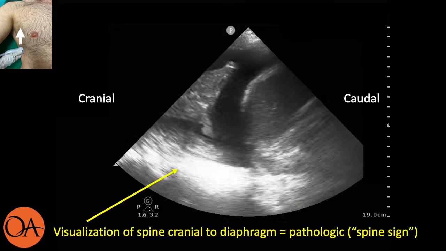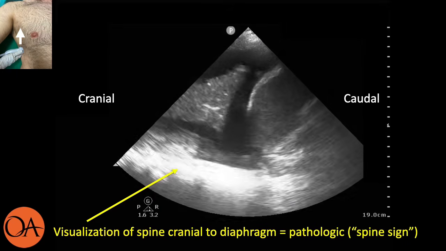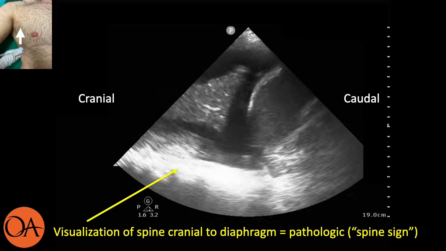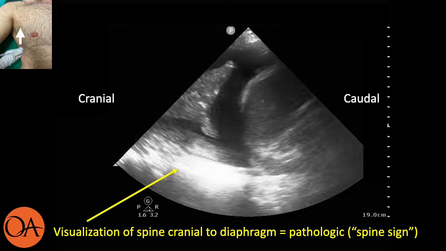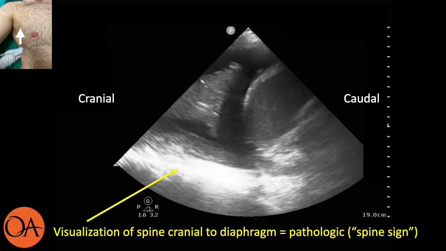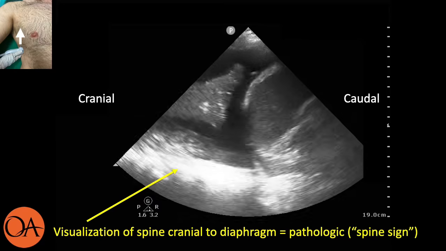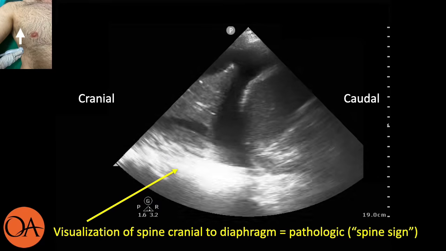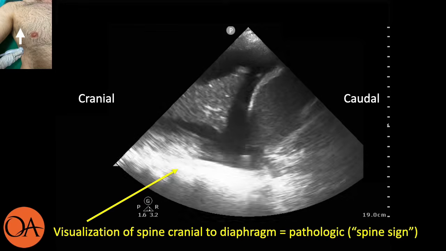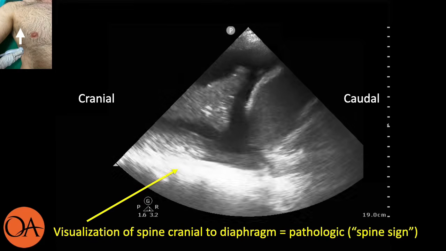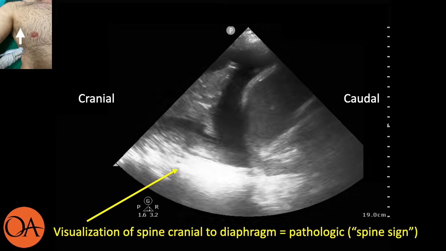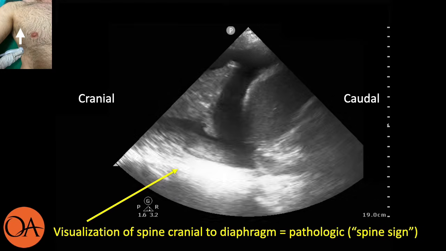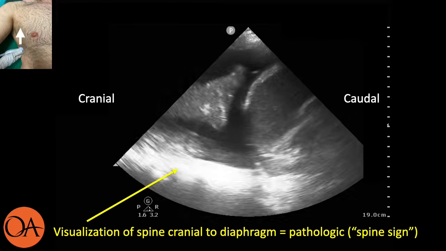In contrast, in the coronal view shown here, visualization of the spine, cranial to the diaphragm, rules in the presence of pathology and is termed spine sign. Spine sign indicates that the normally air-filled lung has been altered to permit good conduction of ultrasound energy. This is typically due to the presence of pleural effusion, lung consolidation, or both in this view.